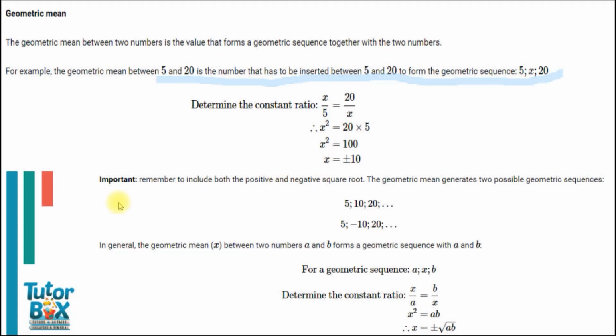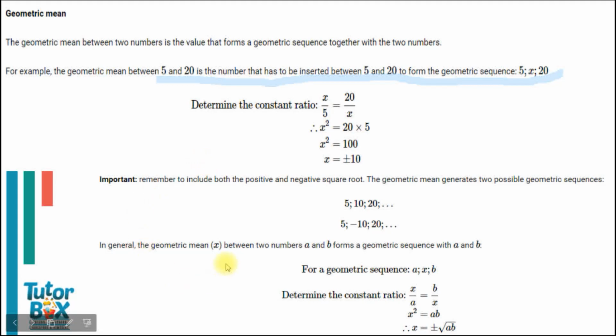And now, this is very important. Remember to include both the positive and negative square root, because if you take the square root of a certain number, you get a plus or a minus. So the geometric mean generates two possible geometric sequences. You can either have 5, 10, 20, or 5, minus 10, 20, and so on.